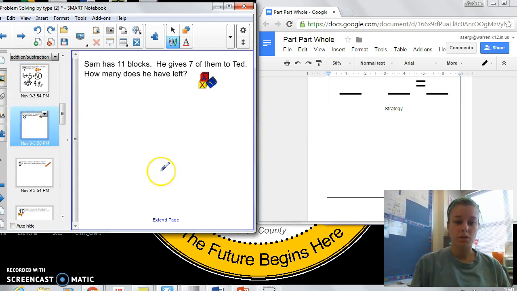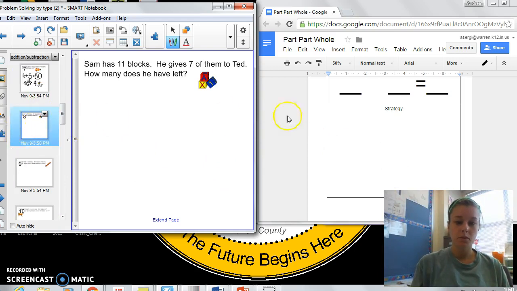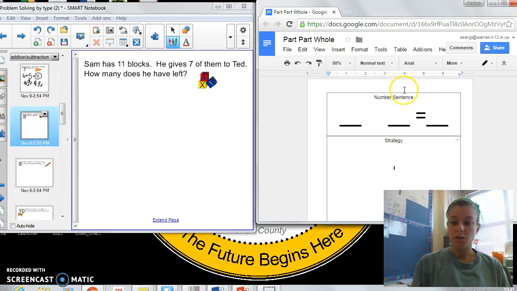Now we're going to solve a subtraction story problem. I can use this same sheet right here. So the first thing I always have to do is read the problem. Sam has 11 blocks. He gives 7 of them to Ted. How many does he have left?